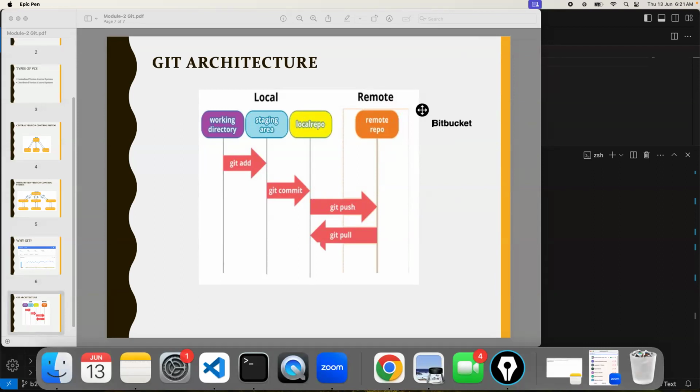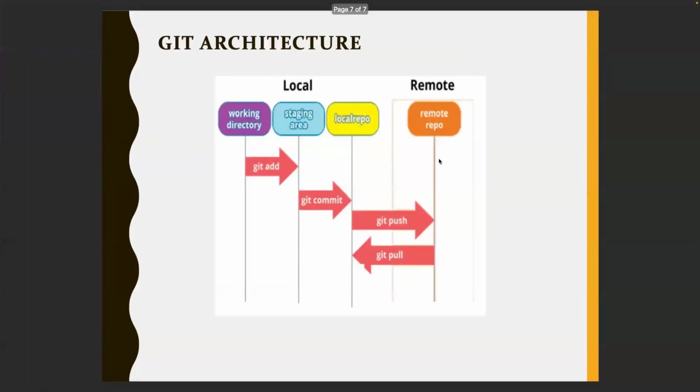Bitbucket, GitHub, GitLab. If you work with one, others are very simple. You can easily switch over to the next. You don't need separate learning for it. GitHub and Bitbucket are very widely used. If you use one, the other is self-explanatory, and you don't see much difference. So that's how remote repositories work.